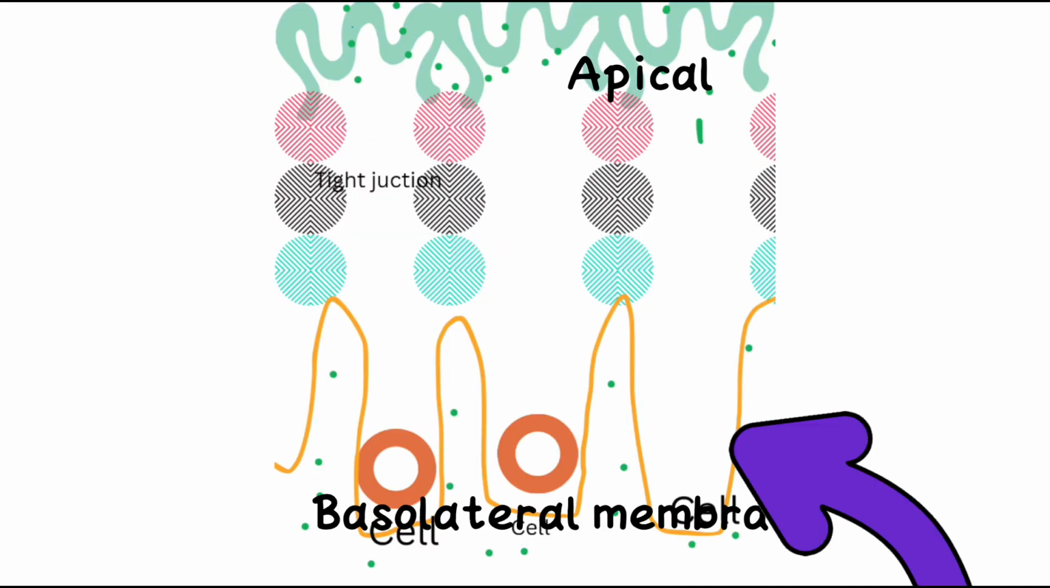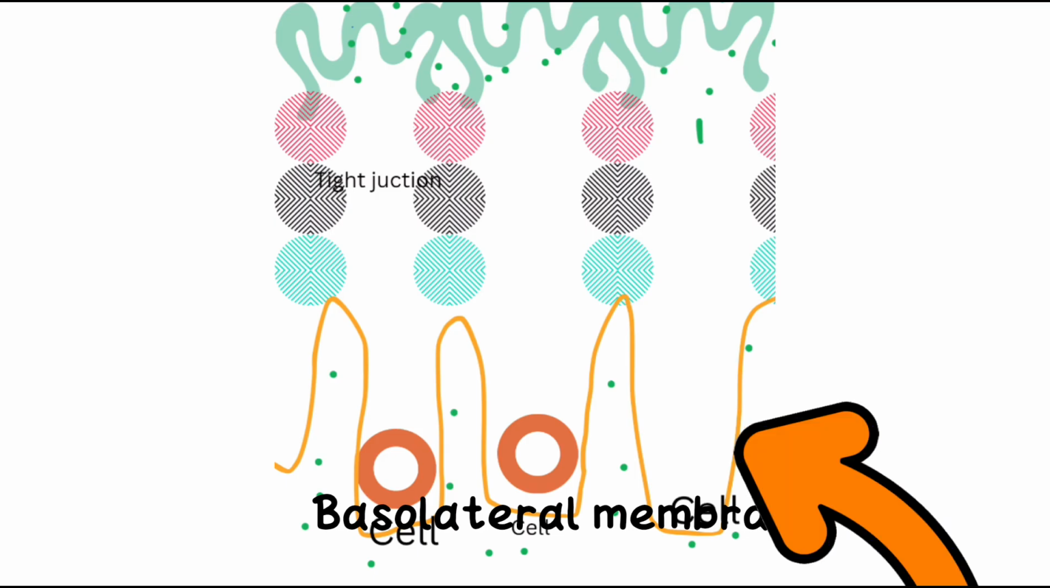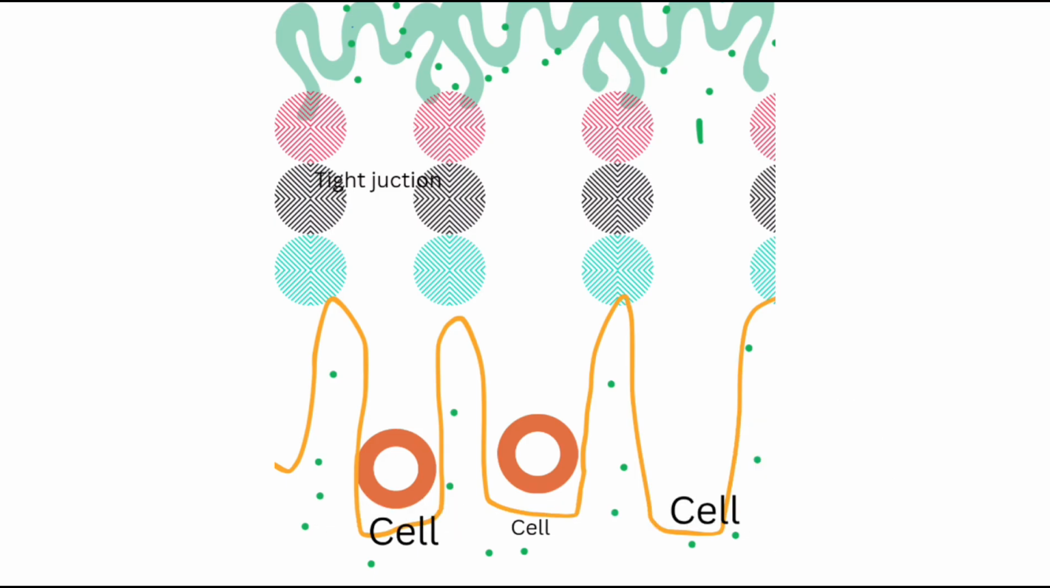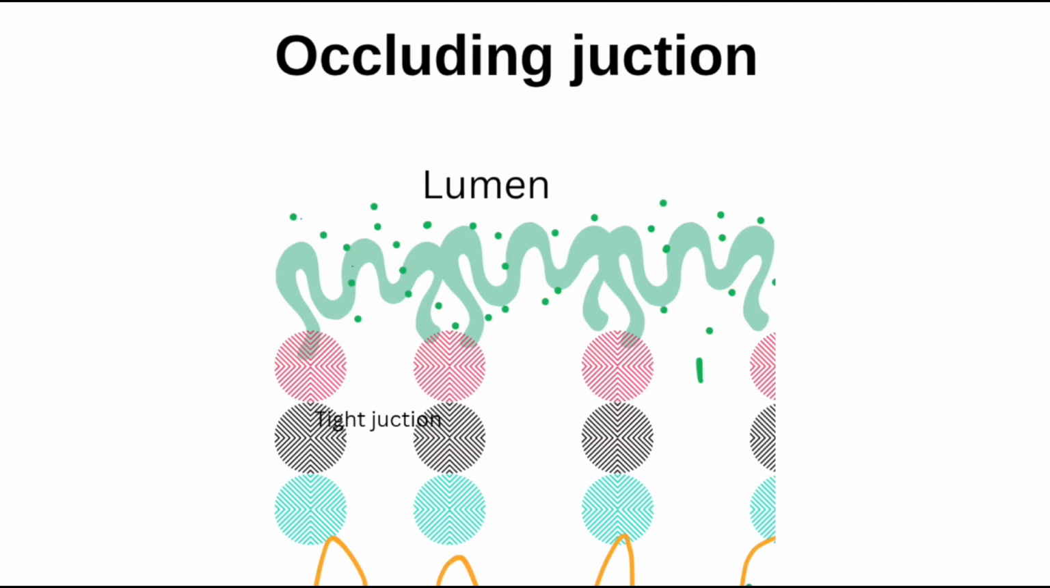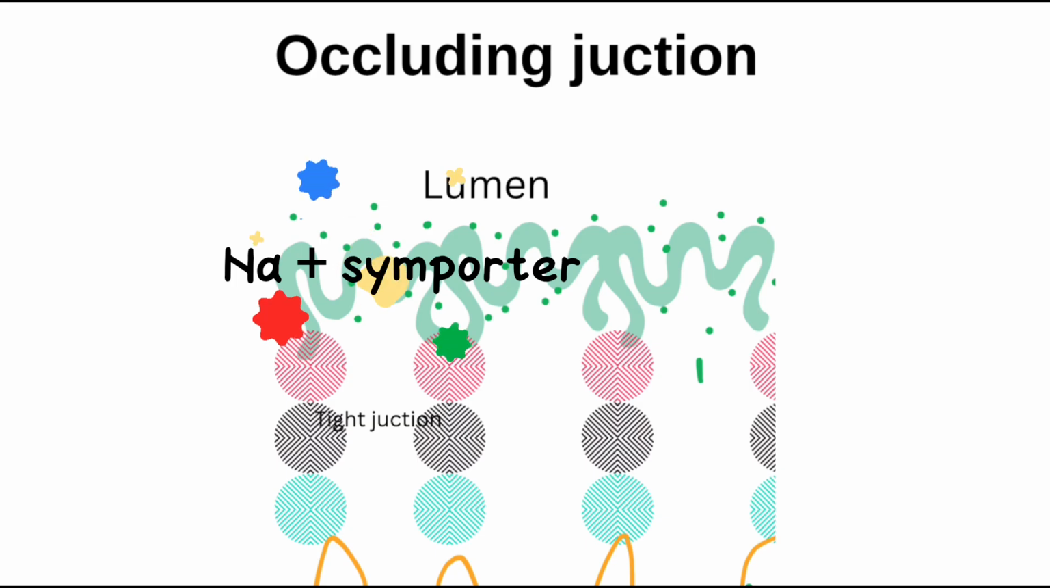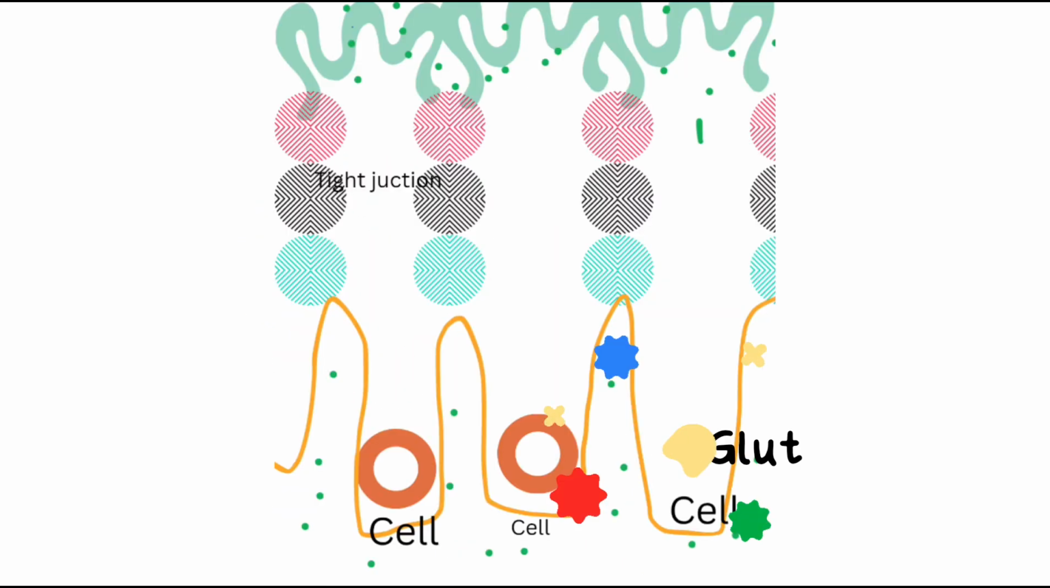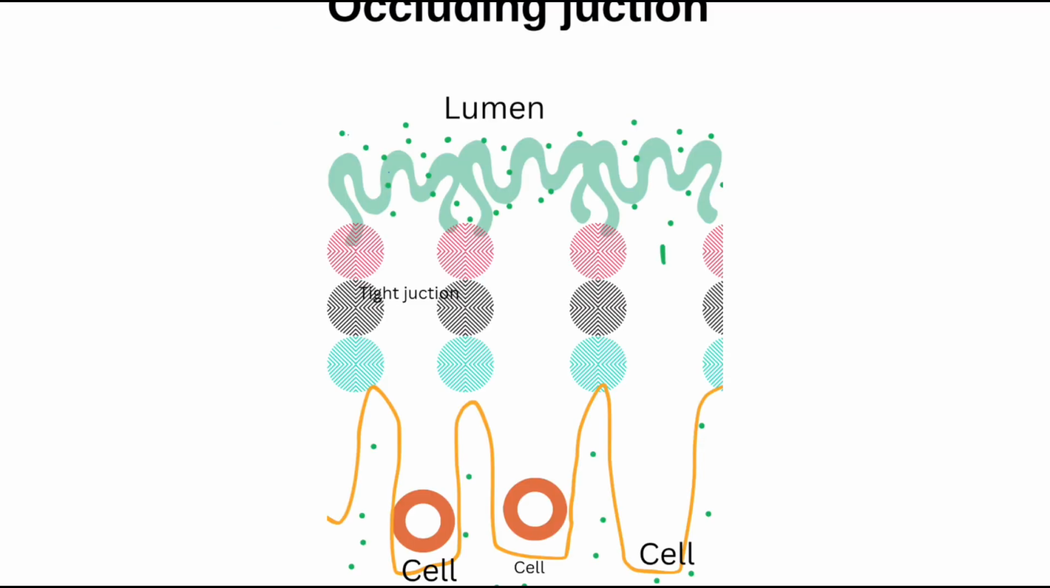of the epithelial cell, and it ensures the different types of transporters are correctly localized. For example, sodium glucose symporters are present on the apical membrane, and glucose carriers, that is GLUT, on the basolateral membrane. So without the tight junction, the transport proteins could mix, disrupting directional glucose movement. So it prevents the backflow of glucose, that is, it acts as a barrier.